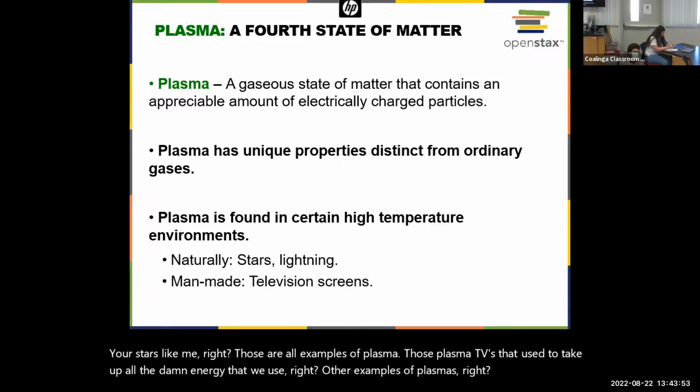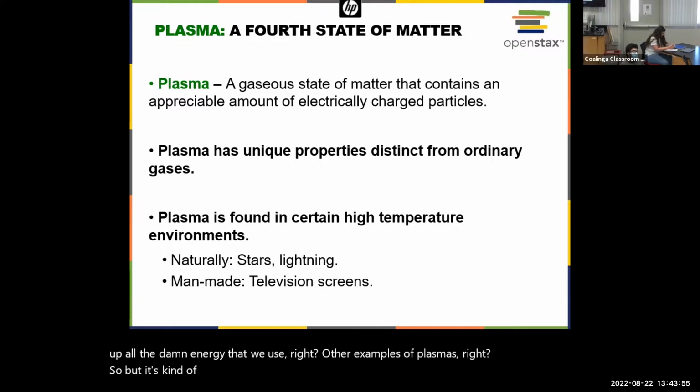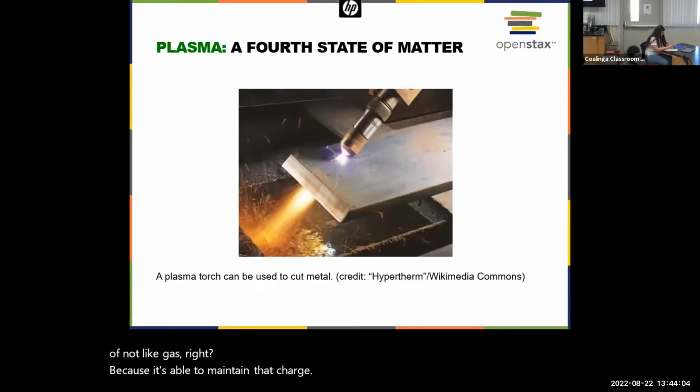But it's a very unique state. The key thing is that it's kind of like gas, but kind of not like gas, right? Because it's able to maintain that charge. Okay, so here's an example. We have a plasma torch.